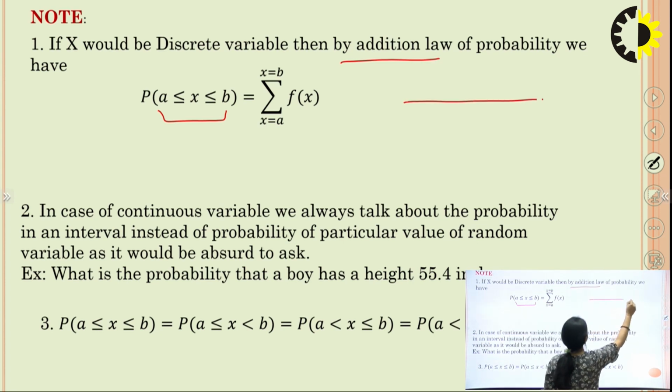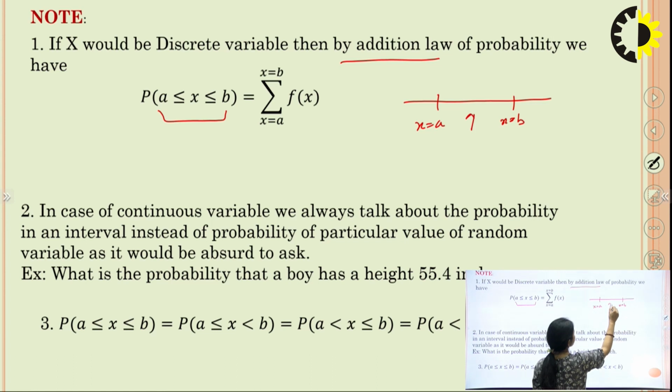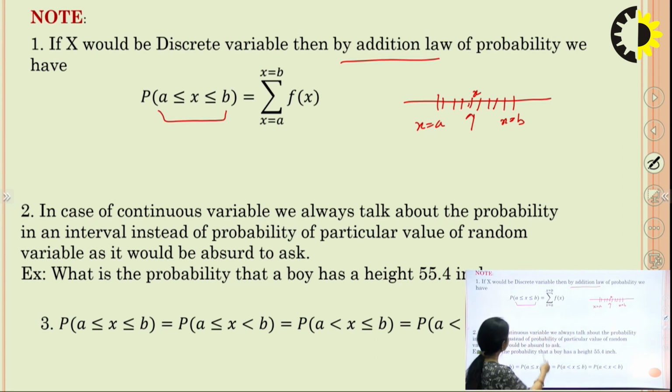How? See, if this is a real line, and this one is x equal to a and this one is x equal to b. Now x is lying between a and b, so x can take any value in this interval, this one or this or this or this. Now you can observe that we can find this probability by OR law of probability, means addition law of probability.